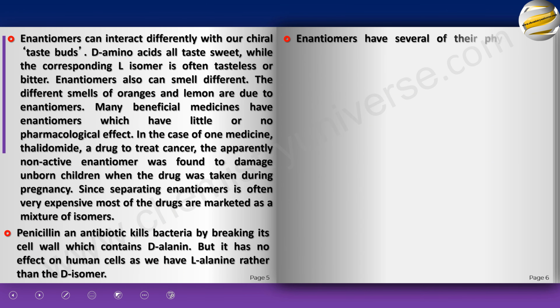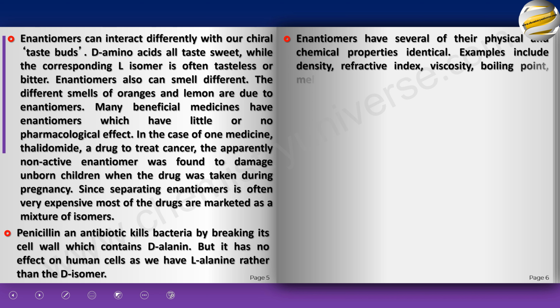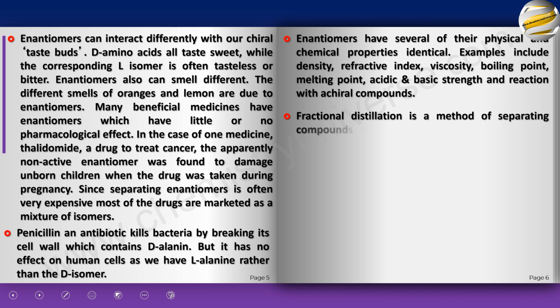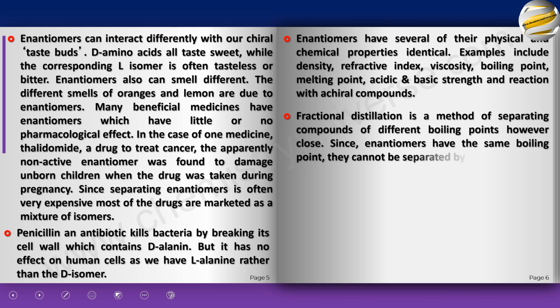Enantiomers have several of their physical and chemical properties identical. Examples include density, refractive index, viscosity, boiling point, melting point, acidic and basic strength, and reaction with achiral compounds. Fractional distillation is a method of separating compounds of different boiling points, however close. Since enantiomers have the same boiling point, they cannot be separated by this method. Now, fractional distillation can separate compounds even with very, very close boiling points. But since the enantiomers have exactly the same boiling point, you cannot separate them using fractional distillation.